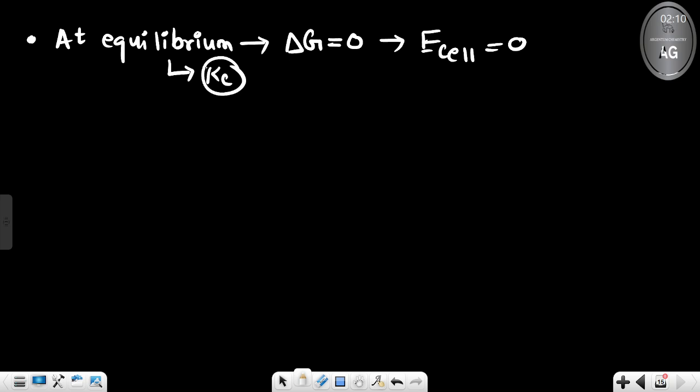If delta G is less than 0, the reaction is feasible. If it is greater than 0, it becomes a non-feasible reaction, a non-spontaneous reaction. You have done all of this in class 11, right? Anyway, we are not coming to that now.